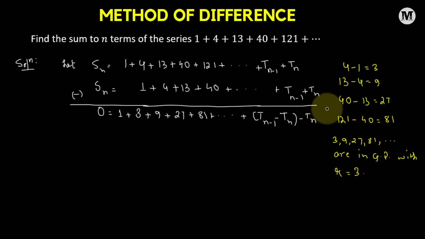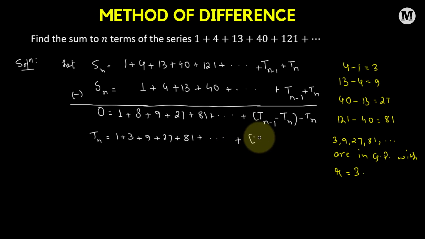Fine. Now what we'll do, we'll take this Tn to the left hand side. So Tn will be equal to 1 added to 3 added to 9 plus 27 plus 81, and we have all the way up to the last term, which will be Tn minus Tn minus 1. Now as we can observe, the terms on the right hand side are forming a geometric progression. So that means we can find out the sum, since it's a geometric series.